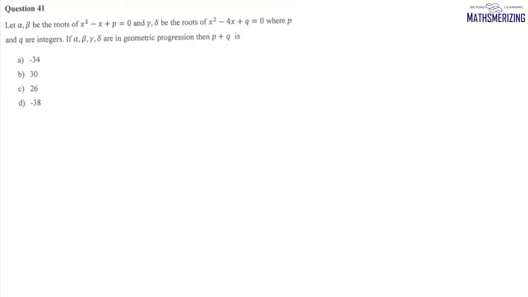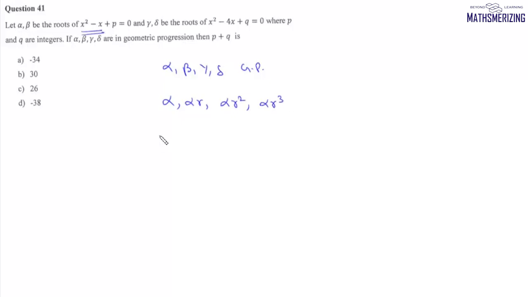Now question number 41 is, let alpha and beta be the roots of this equation and gamma and delta be the roots of other equation where p and q are integers. If alpha, beta, gamma, delta are in geometric progression, we need to find the value of p plus q. It is given that alpha, beta, gamma and delta are in GP. So what we'll do is we'll write these roots as alpha, alpha r, alpha r square and alpha r cube.